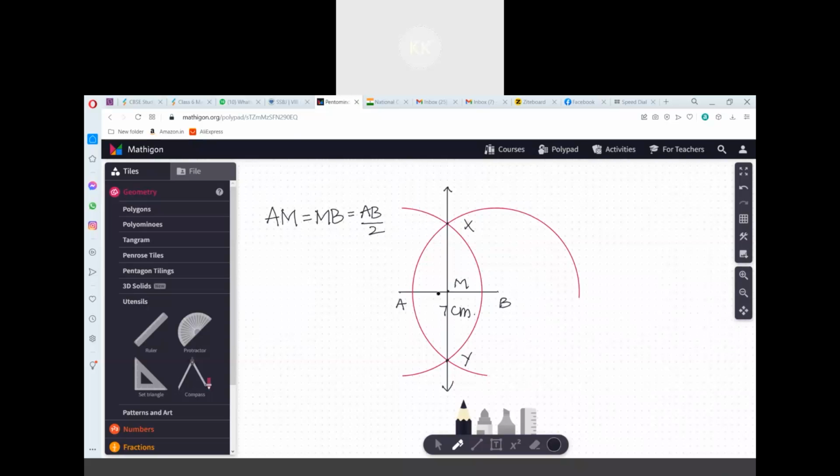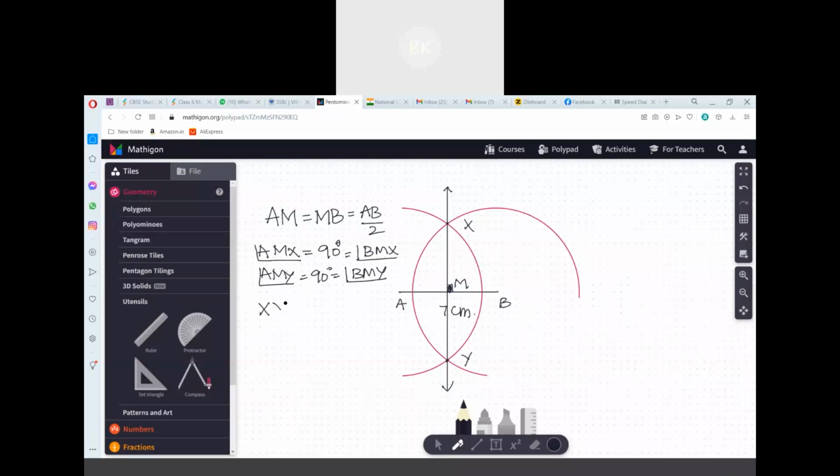And not only that, angle AMX will become equal to 90 degree. It is equal to BMY also, and this is also equal to BMX. Not only that, AMY will be equal to 90 degree, which will be equal to BMY.